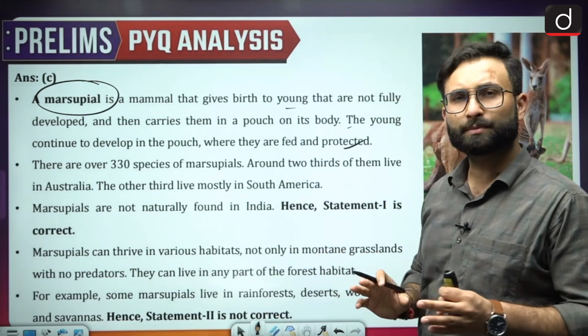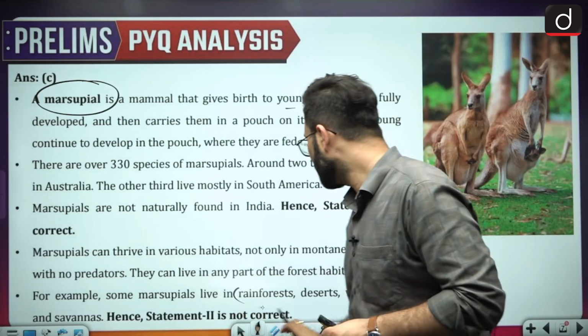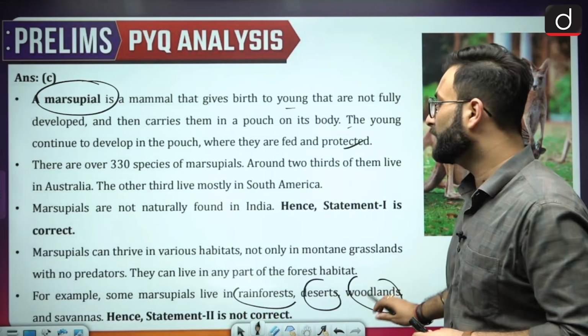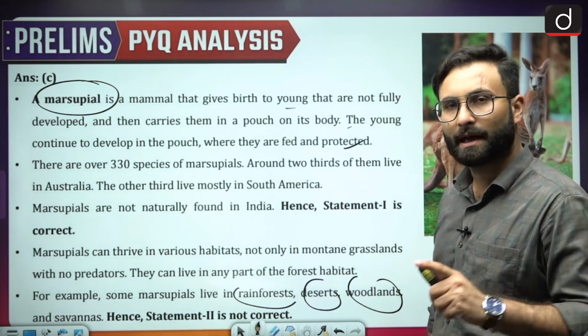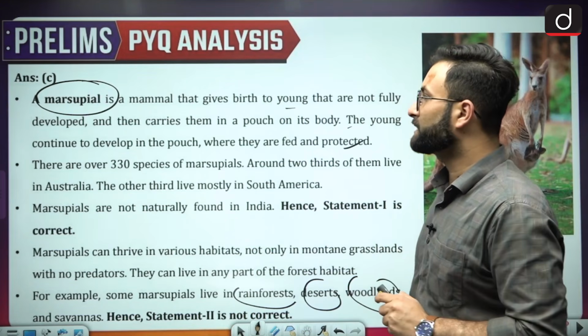When we talk about marsupials, they are generally found in rainforests, deserts, woodlands, and savannas. So that is about it. In India, naturally they are not found. Okay, coming to the next one here.